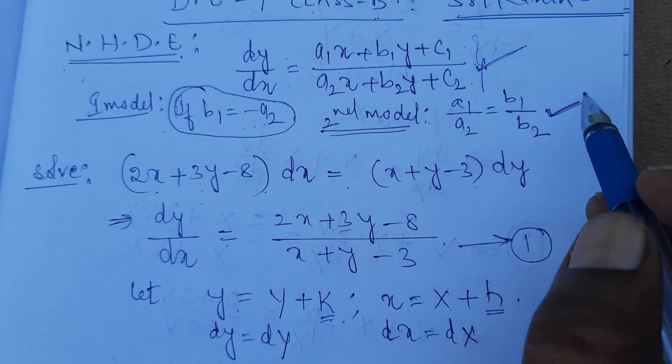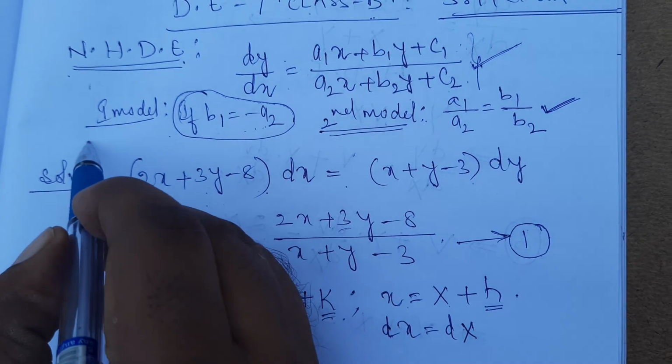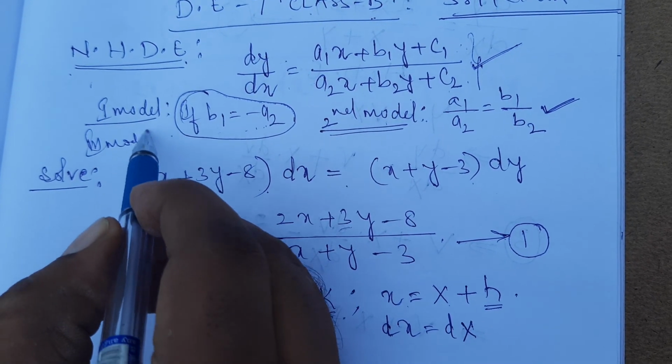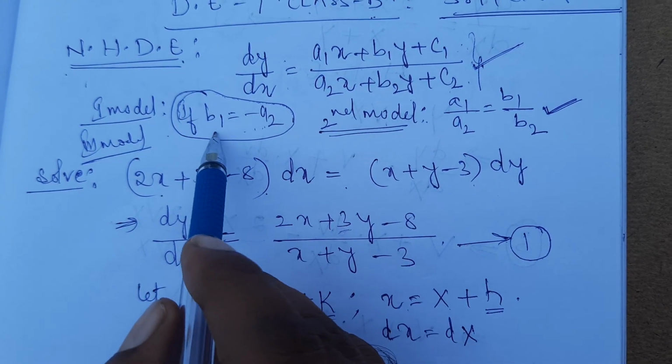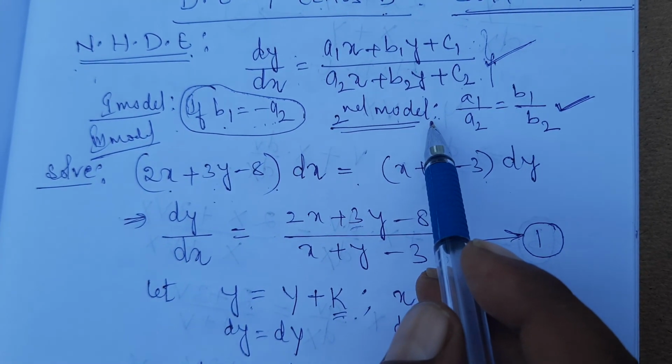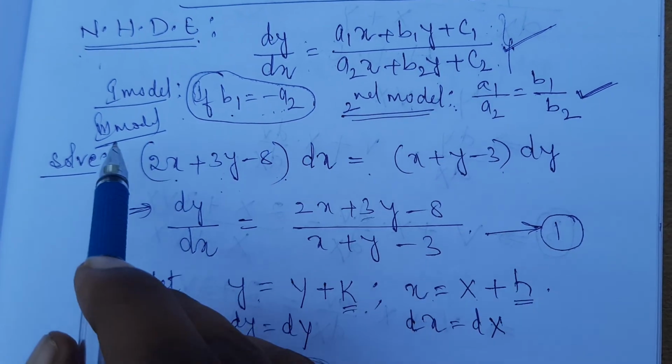Now today I will explain the third method. In this third method, we can apply it if the first method fails, and if the second method also fails, then only we will go to the third method.